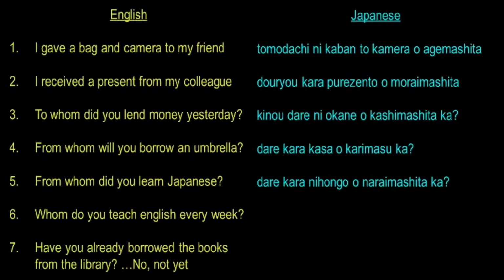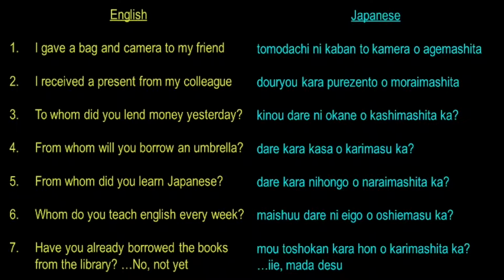Let us go to the sixth sentence. You know that every week is maishu, who is dare, English is eigo, and teach is oshiemasu. So the translation will be Maishu dare ni eigo o oshiemasu ka? Let us go to the last sentence. Already is mo, book is hon, library is toshokan, borrow is karimasu, and not yet is mada desu. So the translation will be Mo toshokan kara hon o karimashita ka? Iie, mada desu. Please try to practice with different words starting with the subject and ending with the verb.